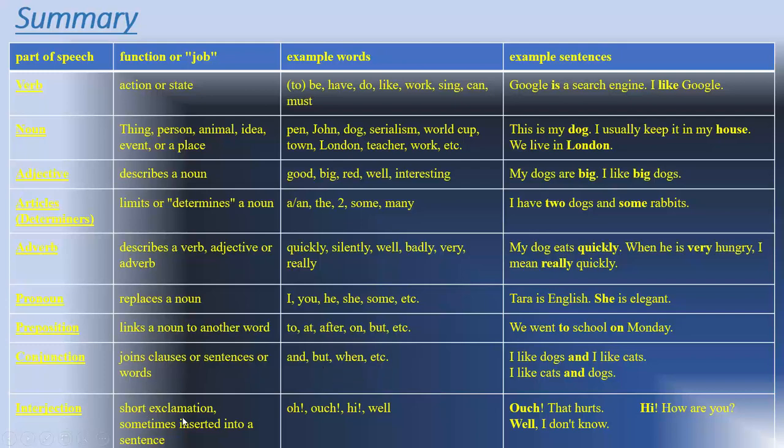Interjection: short exclamation sometimes inserted into a sentence. Not always, of course, not always in the beginning. And they are kind of marginal, which means we can omit them. The sentence stays as it is. For example, ouch, that hurts. I can say that hurts without ouch. So hi, how are you? Without hi, I can say how are you, and so on.